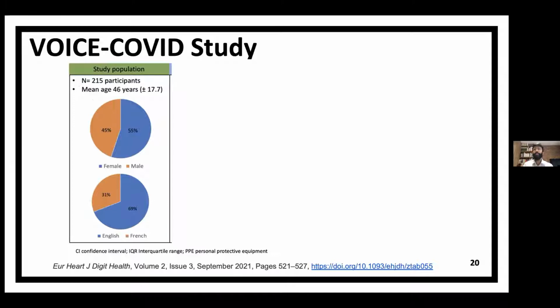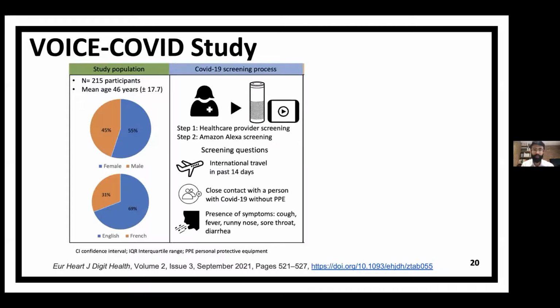What we wanted to see was, if a person got screened by a human and then got screened by the Alexa, what was the concordance? Could an Alexa do just as well as a human? So first, the individual was screened by the healthcare provider, and second, they were screened by the Amazon Alexa. It was a two-step process. The screening questions included international travel in the past 14 days, whether they had been in close contact with a person with COVID-19, and the presence of symptoms, which included cough, fever, runny nose, sore throat, or diarrhea.